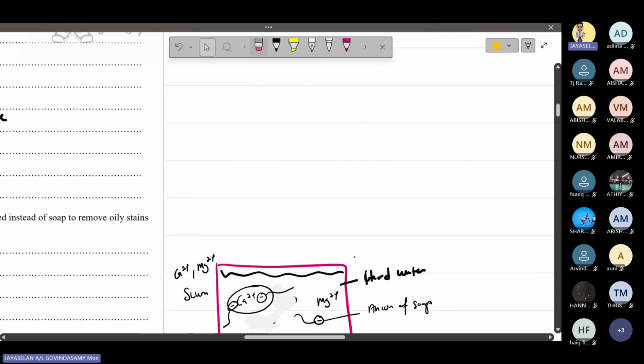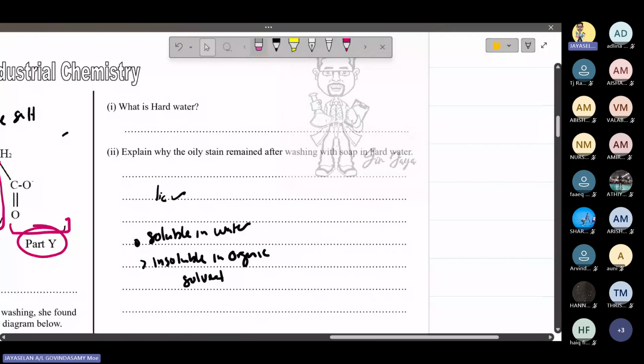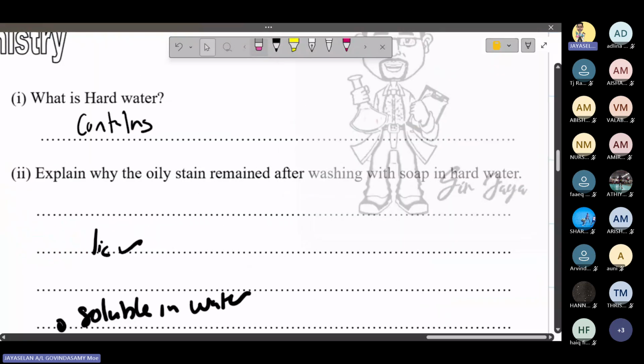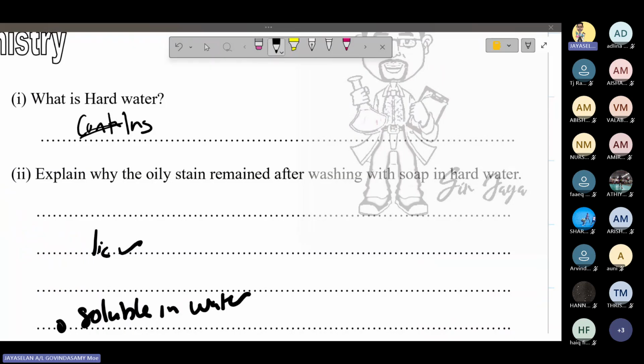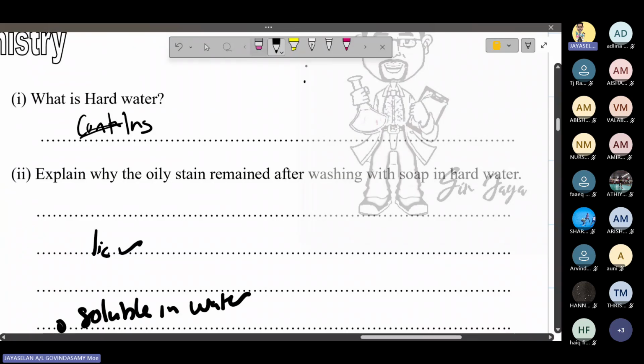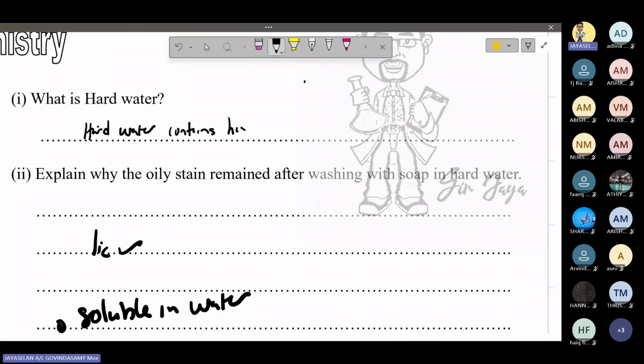So how do we answer this question? Let us look at it. What is hard water? When they ask what is hard water, you just answer like this. Yasmin, do you know how to answer? No, sir. Okay, we do it together. For hard water, just remember two ions. You put: hard water contains high concentration of calcium ions and magnesium ions. You already score 1 mark.